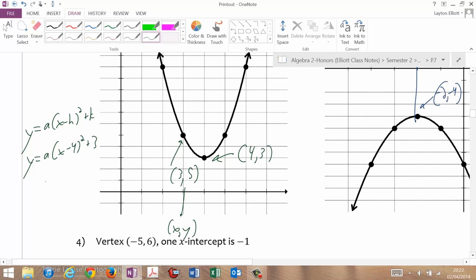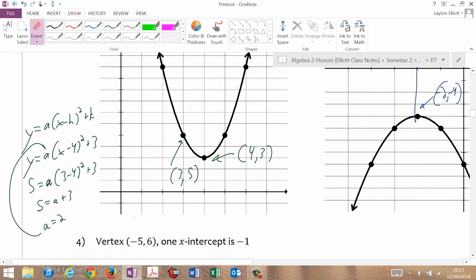And I'm going to solve that equation with 5 is equal to a, I still don't know a, 3 minus 4 squared plus 3. 3 minus 4 squared is 1, and this would be 5 is equal to a plus 3. So a was equal to 2. And if I go back and plug this in, that's the last step, I'm going to plug a right back in. Actually, not there. I'm going to plug it in here. And my final answer is y is equal to, it's not a, sorry, 2 times x minus 4 squared plus 3. You can actually plug that in your calculator and check that if you'd like, but we'll move on.